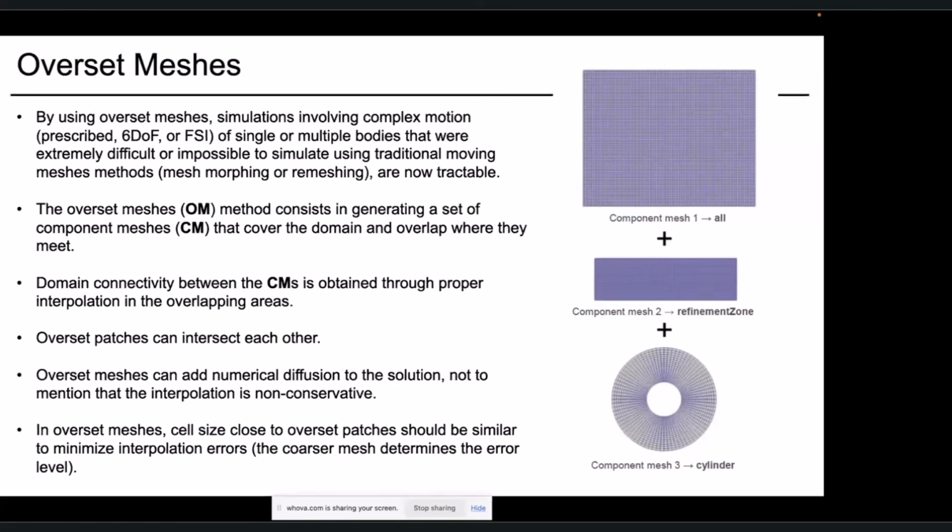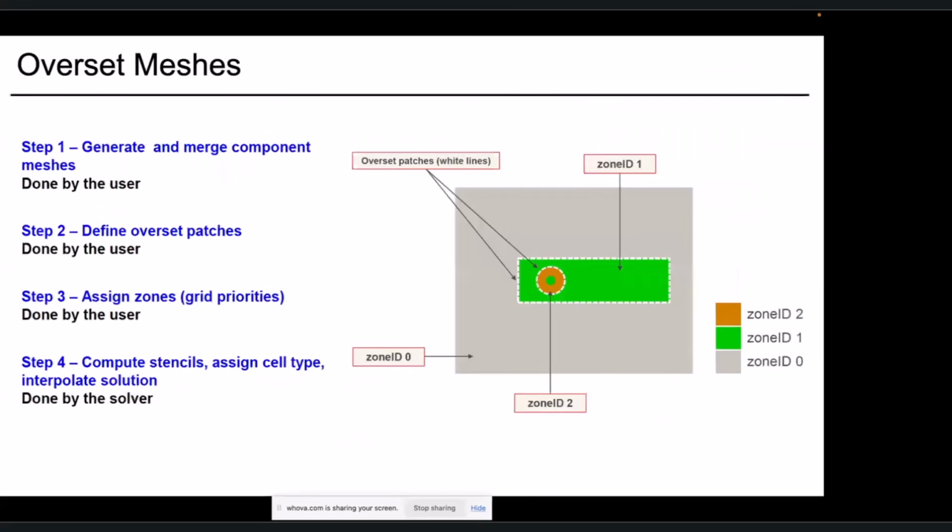And in the overset meshes, the cell size close to the overset patches should be similar to minimize the interpolation errors, and the coarser mesh determines the error level. So at the connecting patches, if the cell sizes between the different connected component meshes are far apart, there are considerable interpolation errors which can lead to erroneous simulation results.